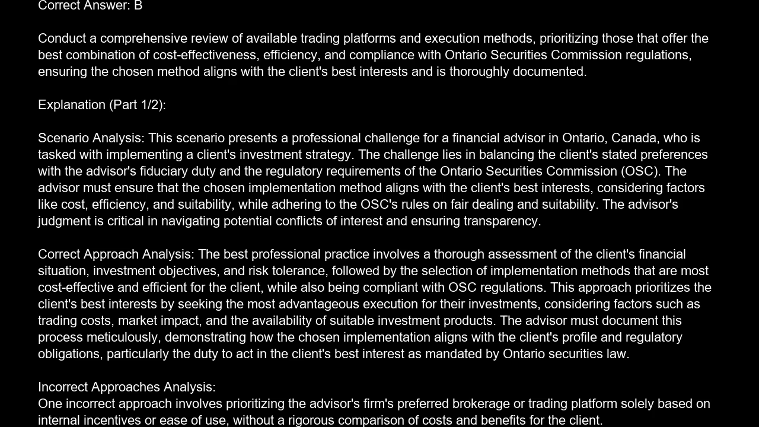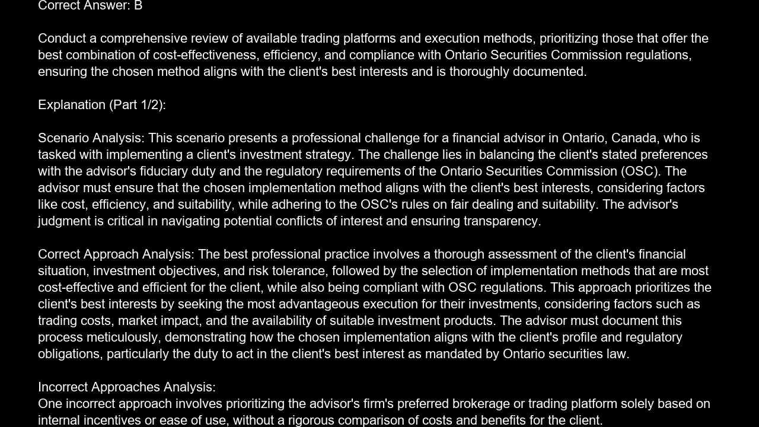This scenario presents a professional challenge for a financial advisor in Ontario, Canada, who is tasked with implementing a client's investment strategy. The challenge lies in balancing the client's stated preferences with the advisor's fiduciary duty and the regulatory requirements of the Ontario Securities Commission (OSC). The advisor must ensure that the chosen implementation method aligns with the client's best interests, considering factors like cost, efficiency, and suitability, while adhering to the OSC's rules on fair dealing and suitability. The advisor's judgment is critical in navigating potential conflicts of interest and ensuring transparency.